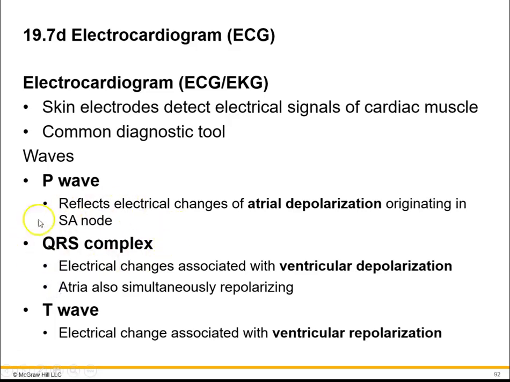The QRS complex, this is like three waves kind of put together. And what it is, the electrical changes associated with the depolarization of the ventricles. So the P wave is what happens right before the atria contract, and the QRS complex is what happens right before the ventricles contract. Now, at the same time as the QRS complex, the atria are repolarizing, but we can't see that repolarization on the EKG because this QRS complex kind of takes up all the space.